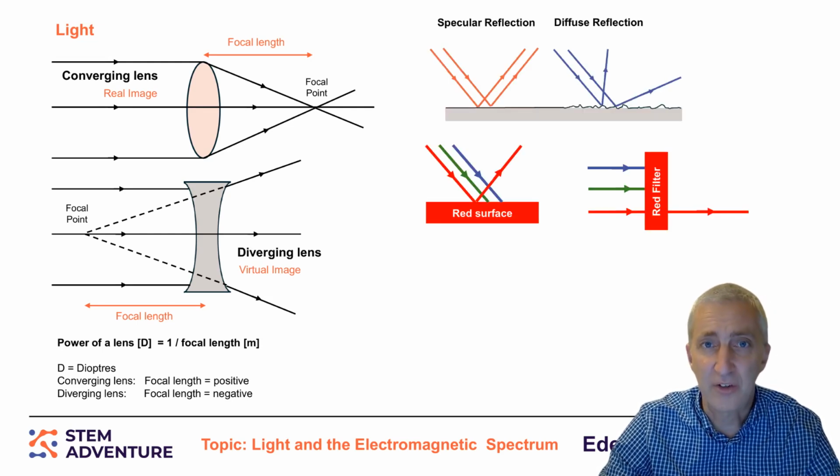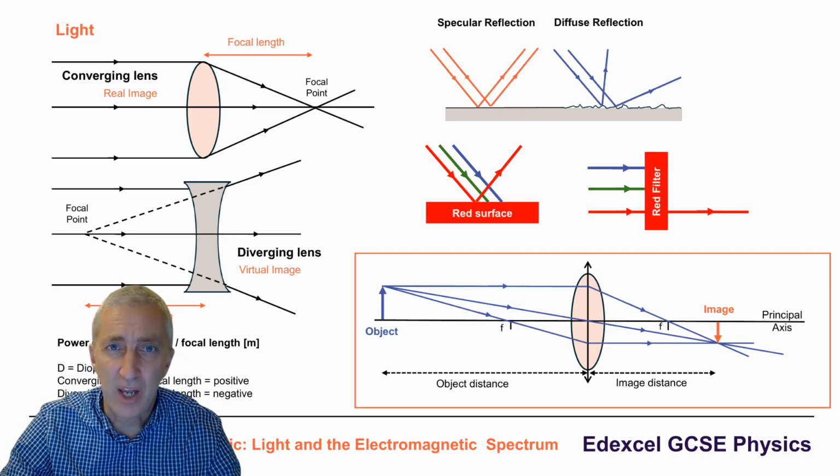The reflection of light at surfaces and why we see the color of objects is important. You may be asked to interpret ray diagrams of this form. Remember how to draw the three rays and how to take measurements from the diagram.